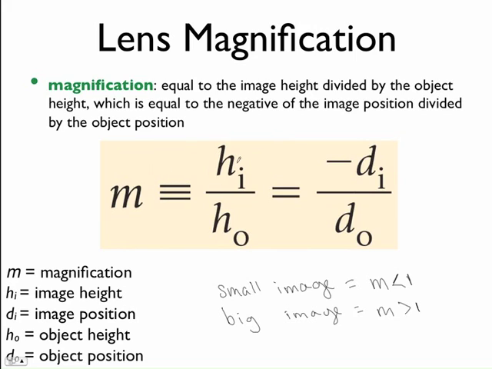So you have your image height divided by your object height, which equals the negative of your image distance divided by your object distance. If you have a negative image distance, put the negative in, which will then make these positive. I'll show you how to do it in the example problem.